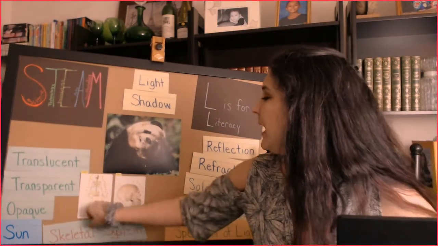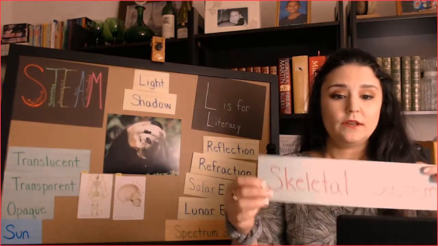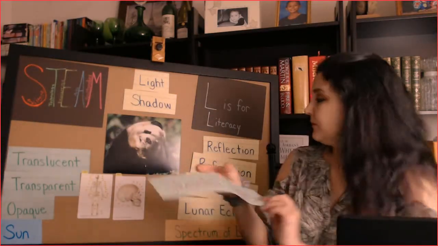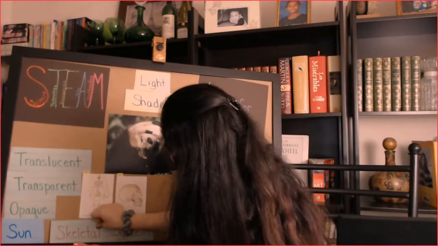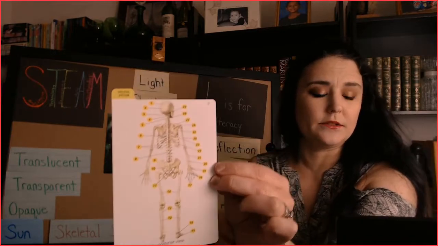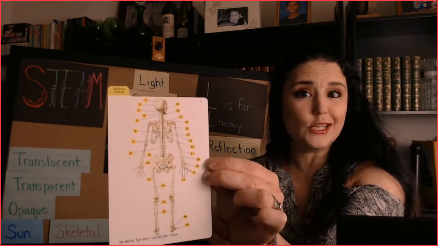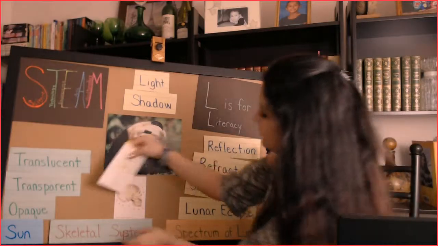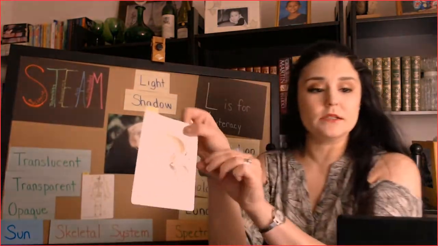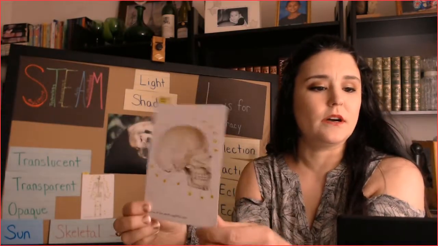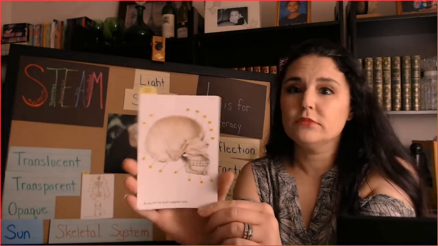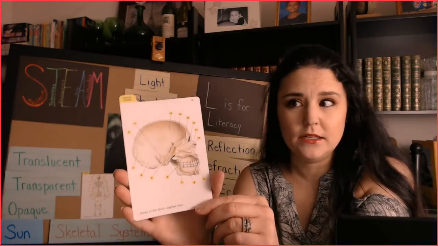And we've talked about our skeletal system when we talked about the bones in our foot. This is your entire skeletal system. Those are all the bones in your body. And today, the part of the skeletal system that we are going to talk about is your skull. That is what the bones in your head look like.